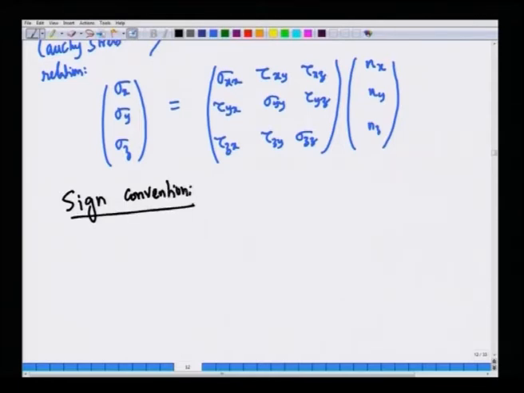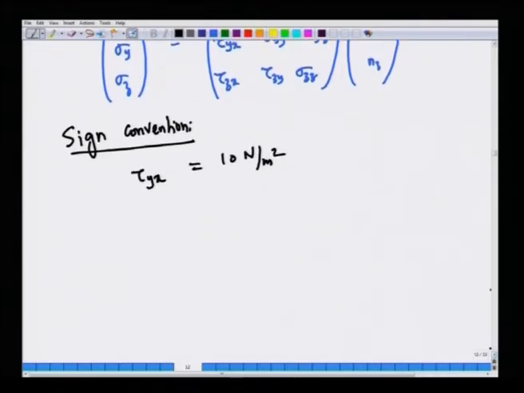Okay. If I say that tau y x is positive, let us say equal to 10 Newton per meter square, for example. What does this mean? First of all, we have to understand the two subscripts y and x.